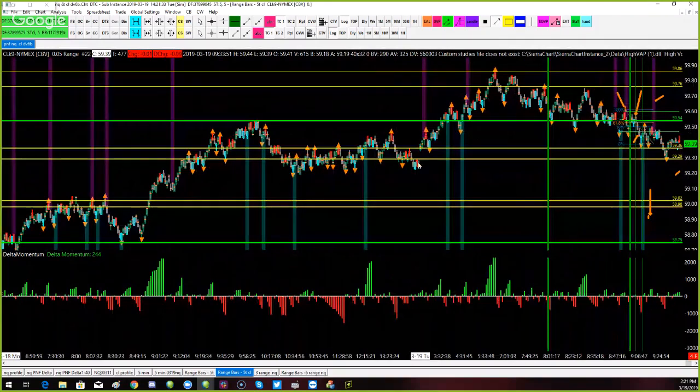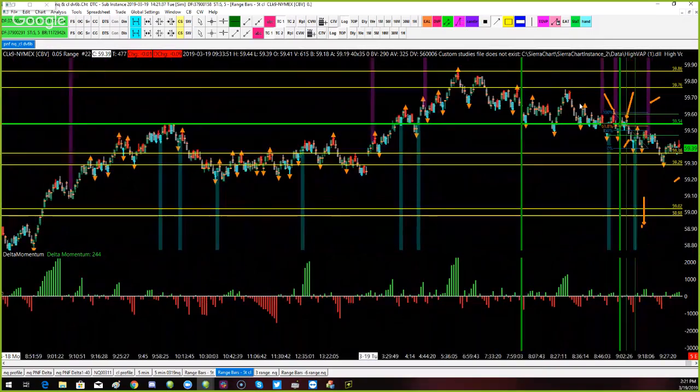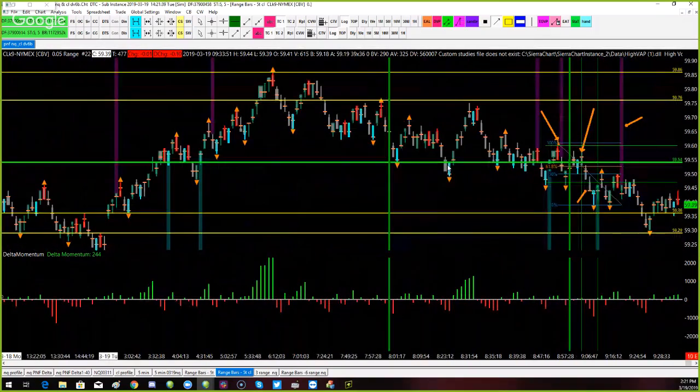So this is effectively London Open at 3 a.m. See how we consolidated above? They tried to push under one time, failed to get the point of control underneath. This is the second time. This time they did get the point of control underneath. And then this is the second close underneath right here at 906. This is the second close underneath prior session's high.